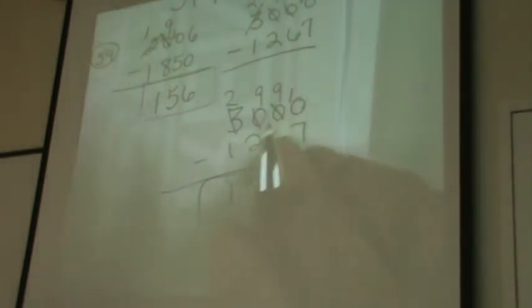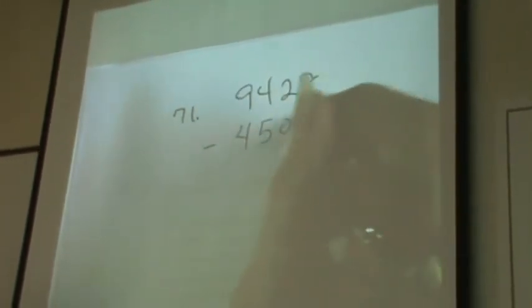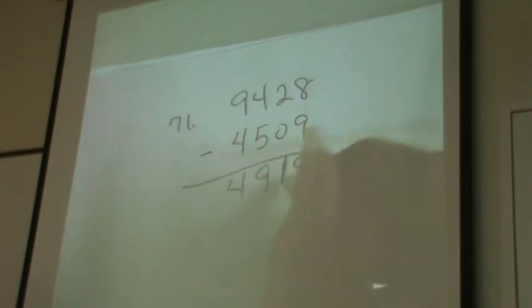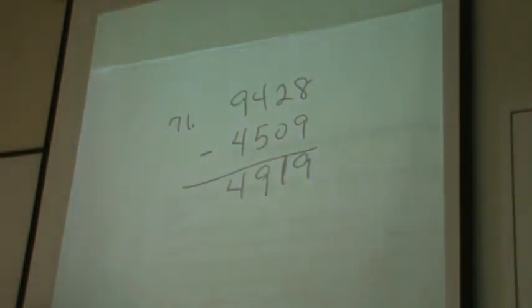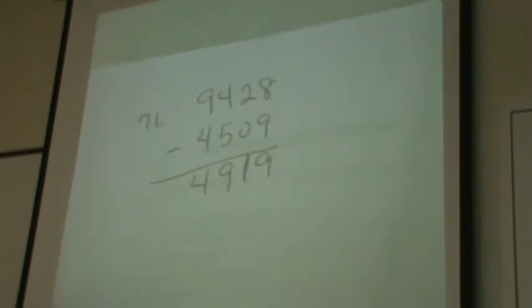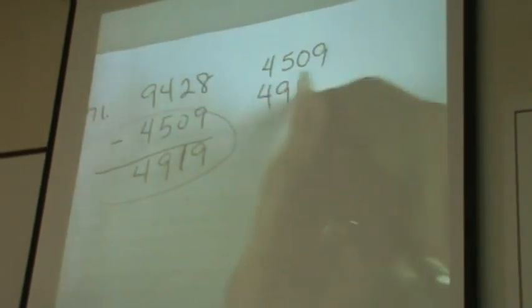Let's do, okay, the next section here gives you an answer, a subtraction answer, like 71. It says 9428 minus 4509. And it gave the answer 4919. Just like you checked it a while ago with subtraction, or what did you check it with? Addition. Okay, you're going to check it again with addition. Which ones are you going to use? The bottom two. So write them over here and add them just like you did before.